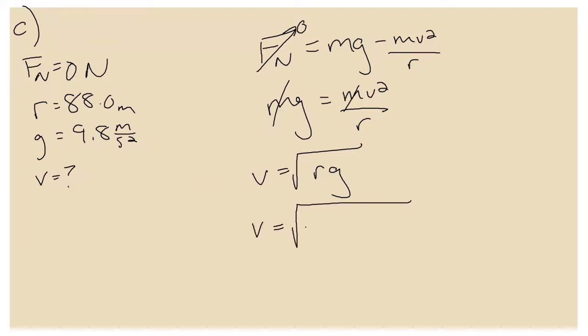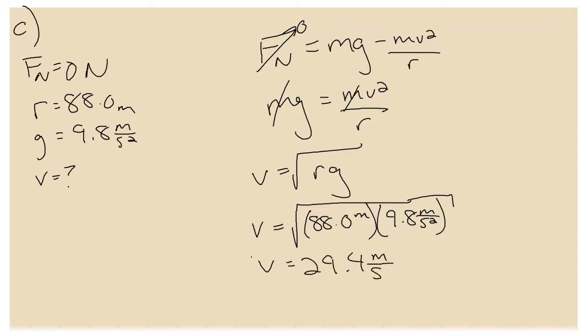And so here we have the speed being determined by root rg, and so that gives us the square root of 88 meters times 9.8 meters per second squared. And when you do that math, you get 29.4 meters per second. And that's it. Pretty cool.